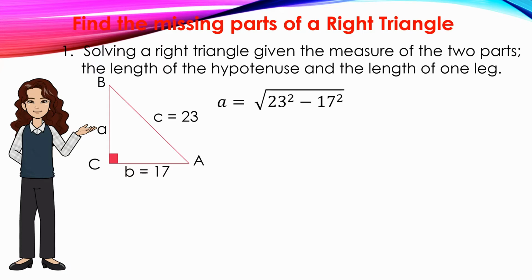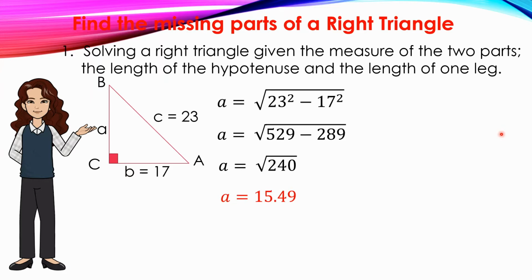So A is equal to the square root of 23 squared minus 17 squared. We are going to use the Pythagorean theorem to find the value of A. So 23 times 23 is equal to 529. Then 17 times 17 is 289. Then we need to subtract. So you get 240. So the square root of 240, we are going to use the scientific calculator.